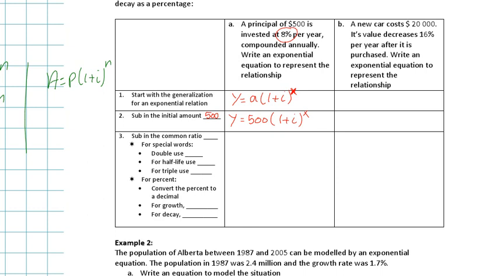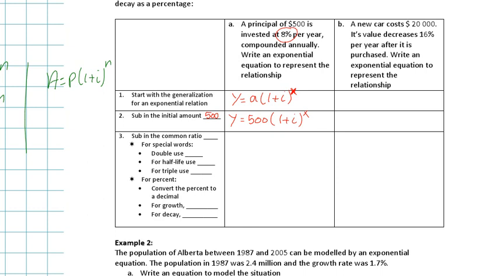Summing the common ratio. So what is my common ratio? Do I know? No. So these are the cases. So in the special cases, for a special word such as double, what do you use? If the question is telling you that it's doubling, what do you use? What's your base?